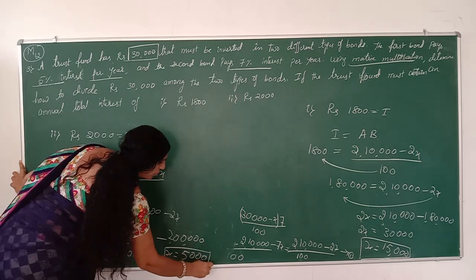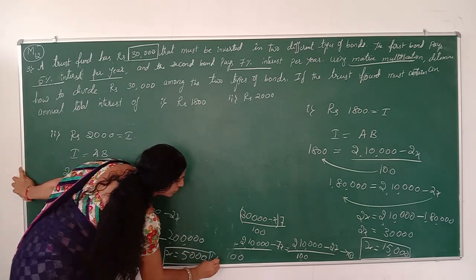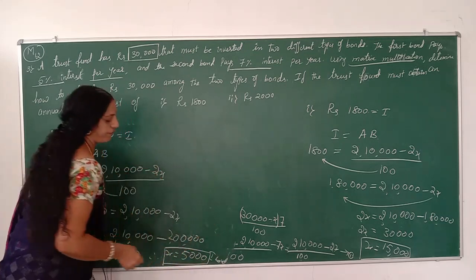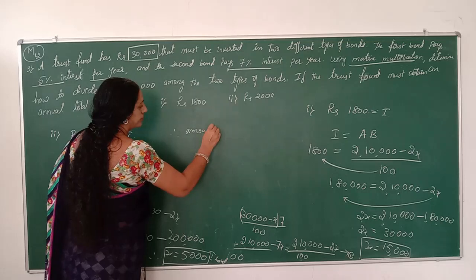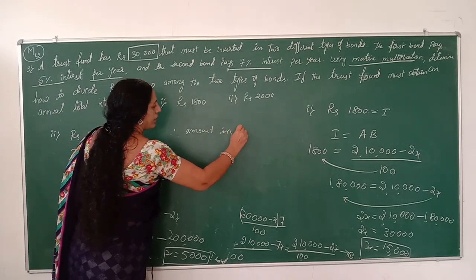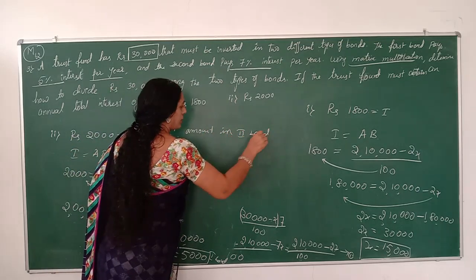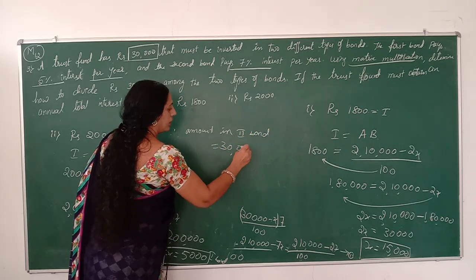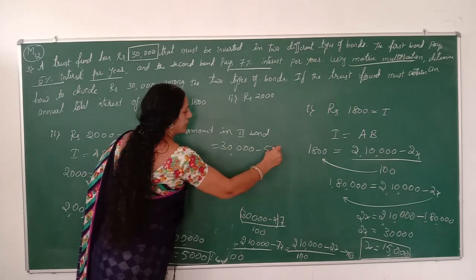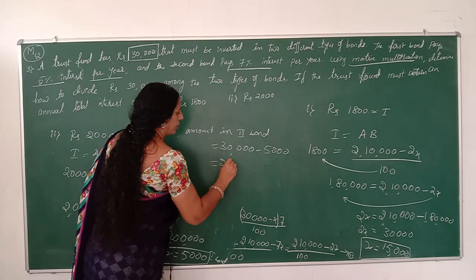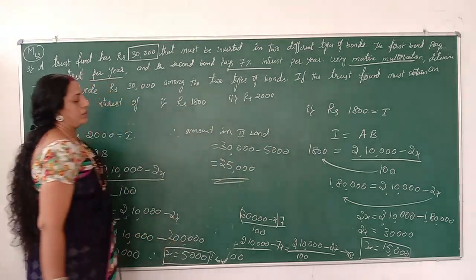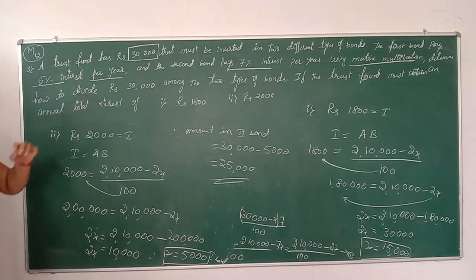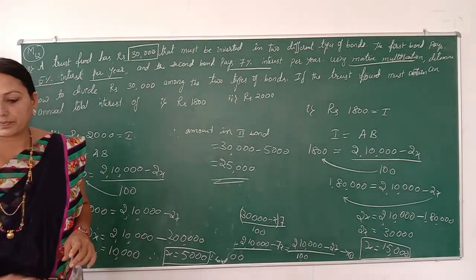Therefore the amount in the first bond is 5,000. The amount in the second bond is 30,000 minus 5,000, which is equal to 25,000. These are the different divisions of the amounts in the two different types of bonds.